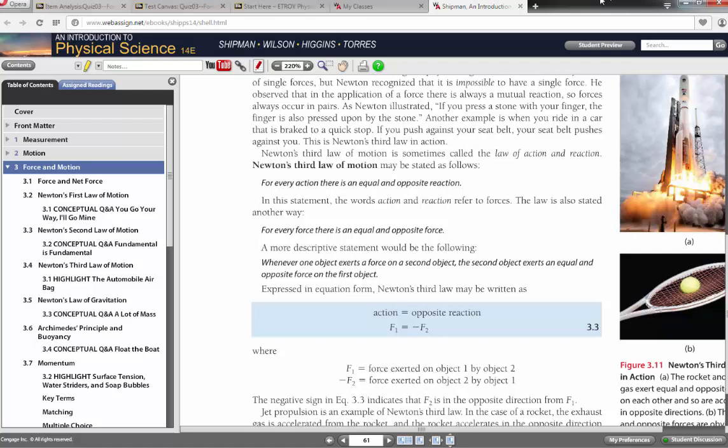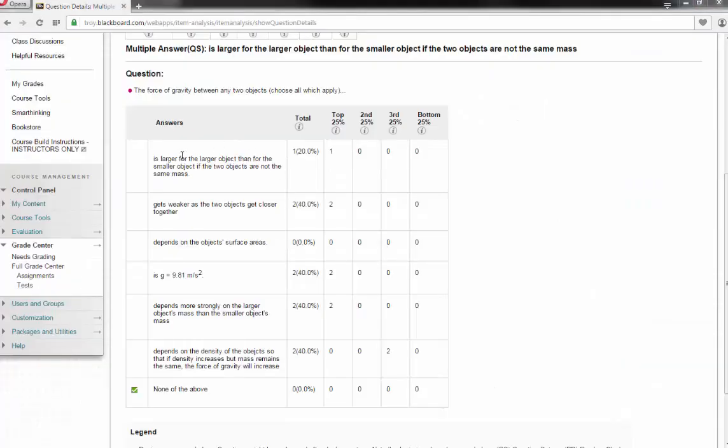So what does this have to do with Newton's universal law of gravitation? Well, we've written here that the force of gravity between two objects, is it larger for one object or for the other object? Well, this force of gravity exists between two objects. So the force of gravity that object 1 applies to object 2 is going to be the action force, and the reaction force to that is the force of gravity that object 2 applies back on object 1.